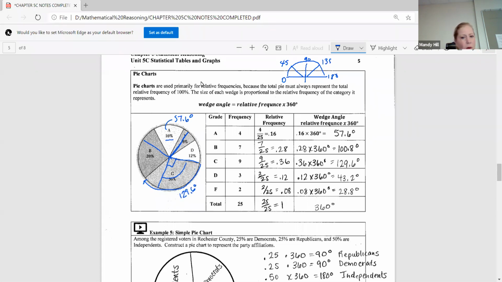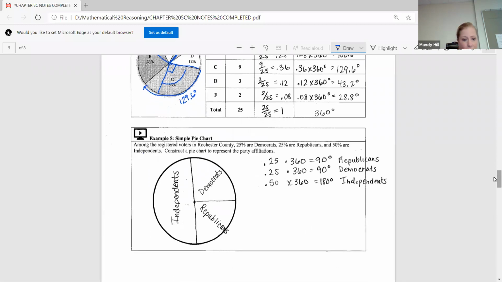You're not going to have to draw one of these with a protractor, but you do need to be able to think about, okay, that's 90 degrees and that measurement is a little bit less than 90. So we've come down here and made a real easy example that we didn't have to use a protractor for, because it says that among the registered voters in Rochester County, 25% are Democrats, 25% are Republicans, and 50% are independent. They say construct a pie chart to represent the party affiliations.